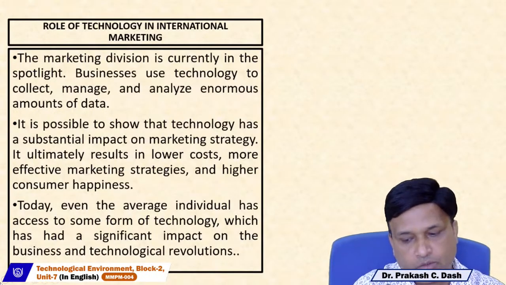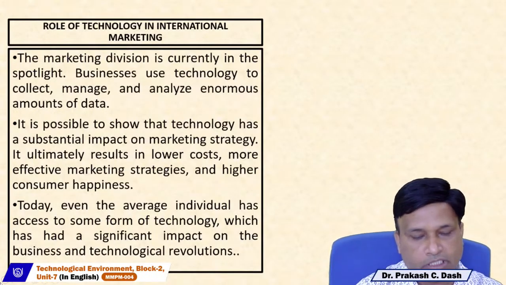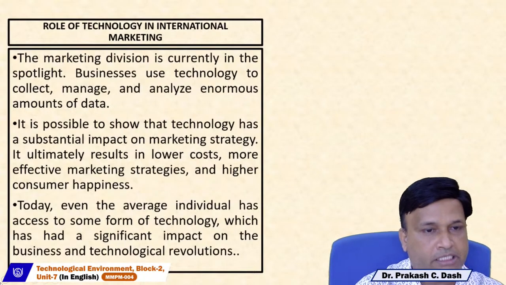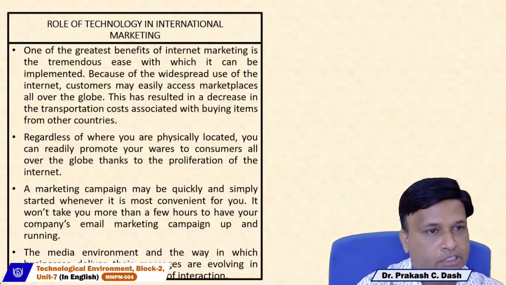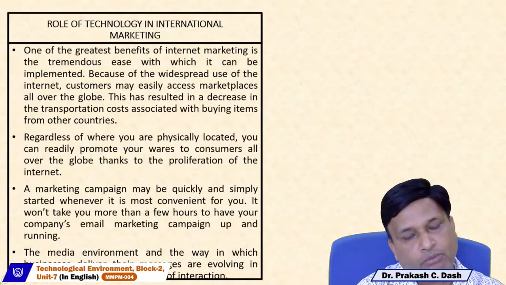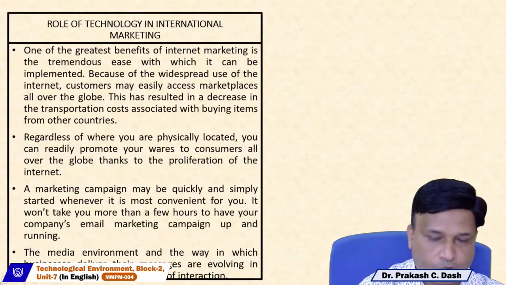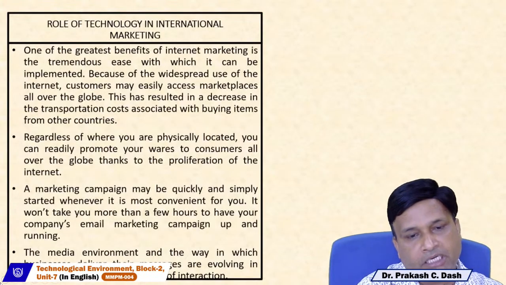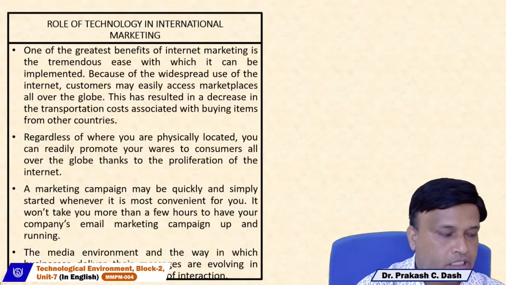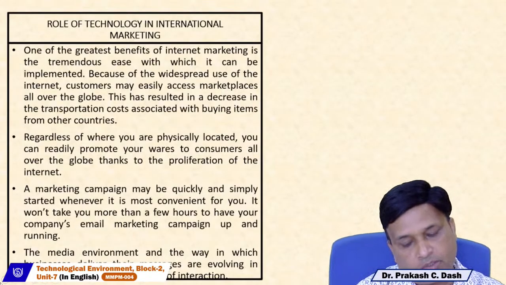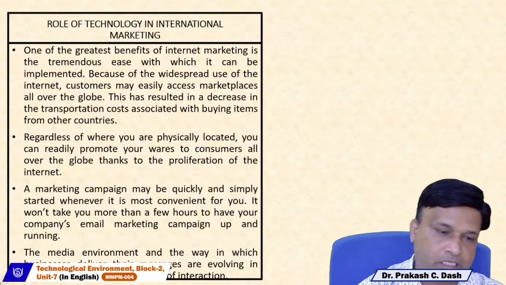When we talk about the technological environment and marketing decisions, data collection is easier. It can have a substantial impact on marketing strategy. The average individual has access to some form of technology. We also talked about the benefits. Internet marketing is tremendously easy to use and can be implemented regardless of whether you are physically located there or not. That is possible through technology. A marketing campaign can be started quickly and simply, and the media also understand there is a change in the behavior pattern of customers. That is why we have to integrate technology in decision making.